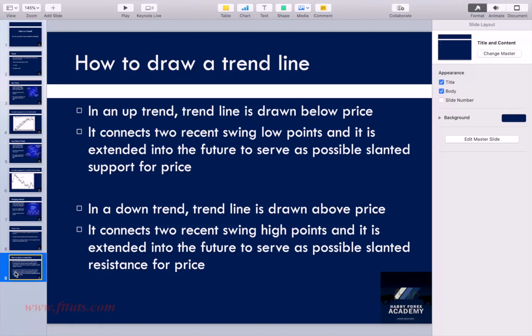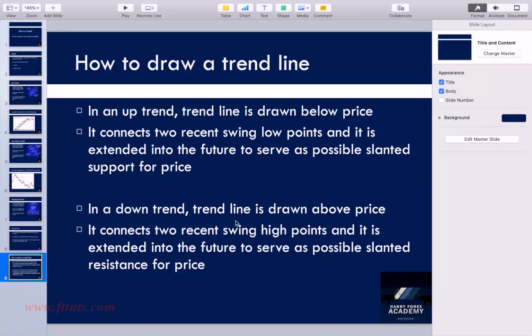What are the rules to this? What is the concept behind this? Now, in an uptrend market, the trend line is drawn below prices. It connects two recent swing low points, and it is extended into the future to serve as possible slanted support for price. Trend lines are always slanted; they can never be straight, like horizontal or vertical.